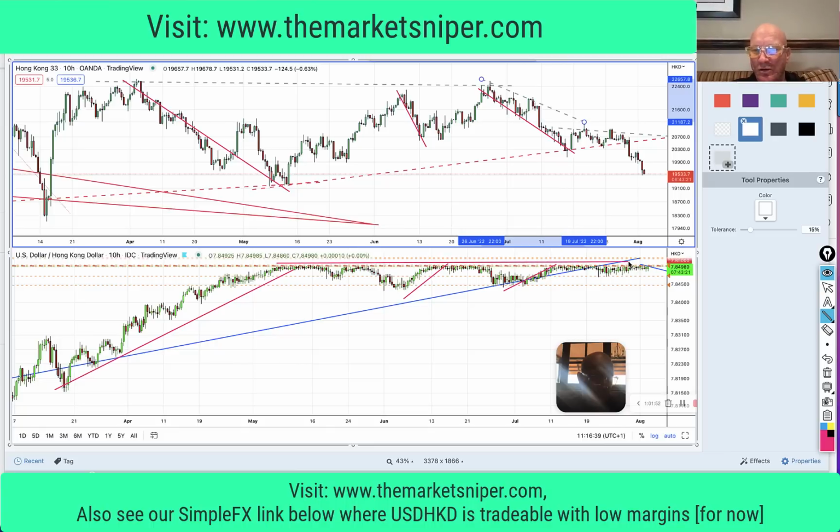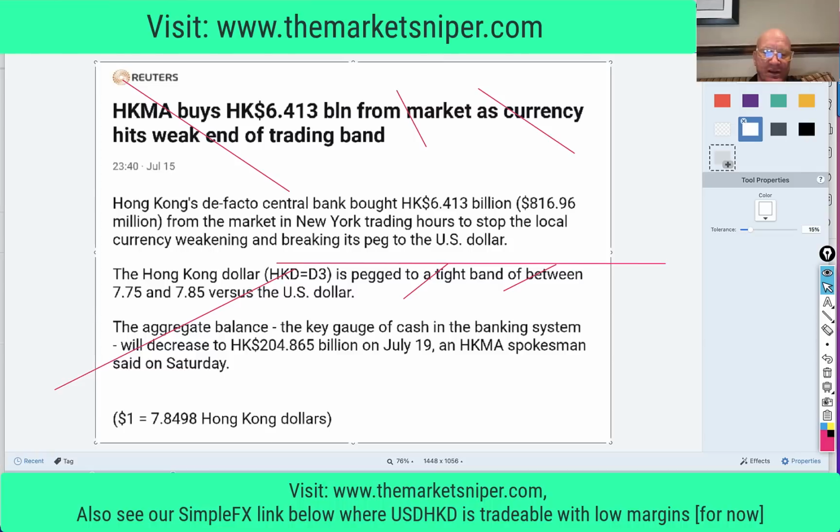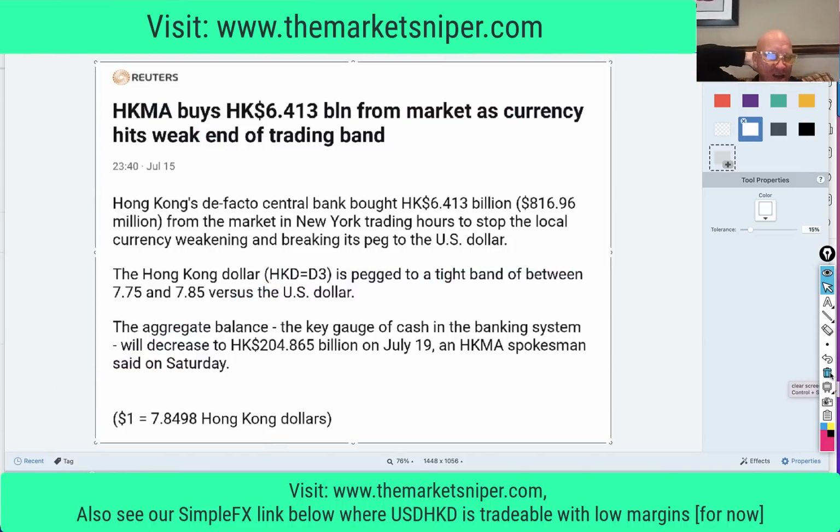The Hong Kong government and its financial structures are actually buying Hong Kong dollars and selling US dollars. That means they are losing their Hong Kong reserves. Let's have a little news flash. So here you go, no less than Reuters: HKMA buys 6.4 billion of Hong Kong dollars from the market as currency hits weak end of trading band. Hong Kong's de facto central bank bought 816 million from the market in New York trading hours to stop the local currency weakening.